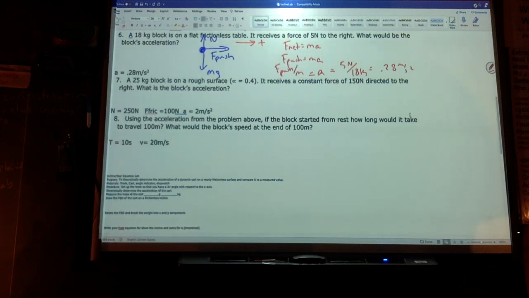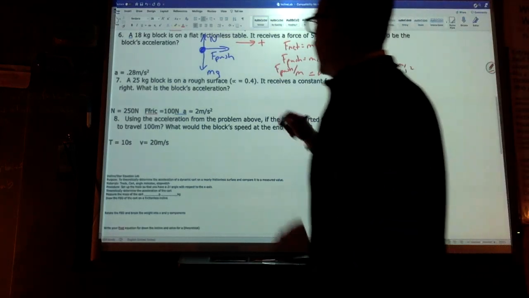7. A 25 kilogram block is on a rough surface. I believe this is supposed to be mu.